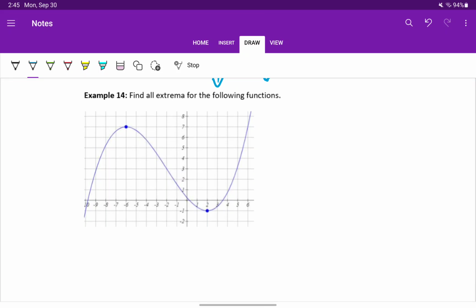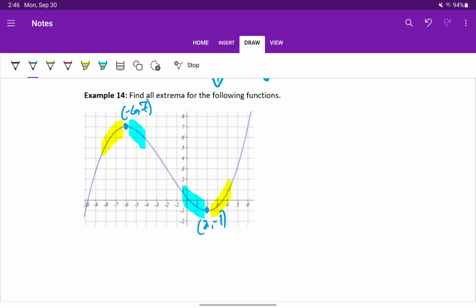In example 14, we want to do the same. We want to find all extrema. In this case, we have 2 because we can see that our function is changing between increasing and decreasing. That's again a key behavior to pay attention to. And what we have is a point at (-6, 7) and a point at (2, -1) where that behavior is changing between increasing and decreasing.